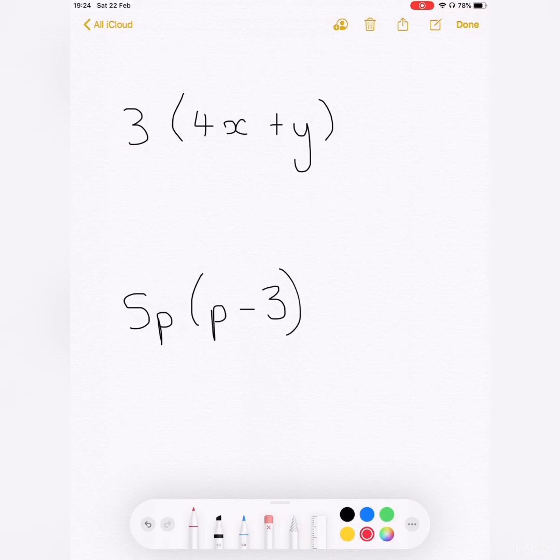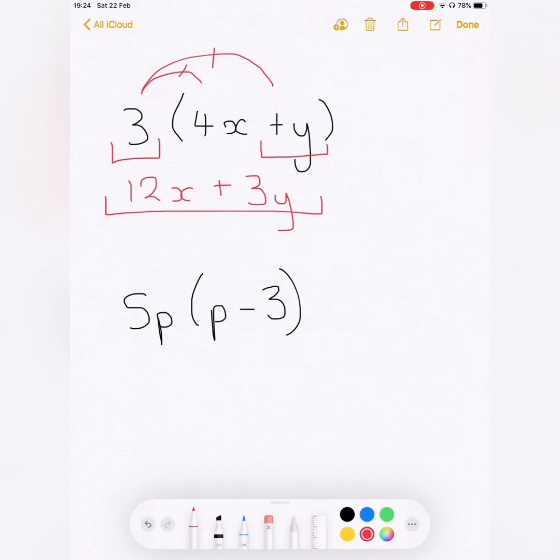So if we're looking at the top one, again, we must draw on our moons. So we're going to do 3 times 4x, which gives us 12x. Remember to cross off. And then we do 3 times positive y, which gives us 3y. So that's your final answer there.